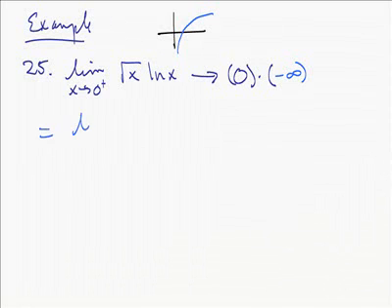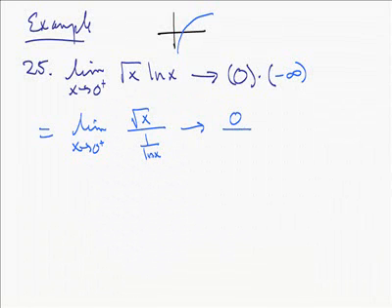So this is going to be equal to the limit as x approaches 0 from the right, and maybe I'll do it this way. I'll take the square root of x divided by 1 over natural log of x. Alright, now what happens here? Well, this now tends towards 0 on the top, and if natural log of x is tending towards negative infinity, 1 over that is tending towards 0. So now we have an indeterminate form of 0 over 0.